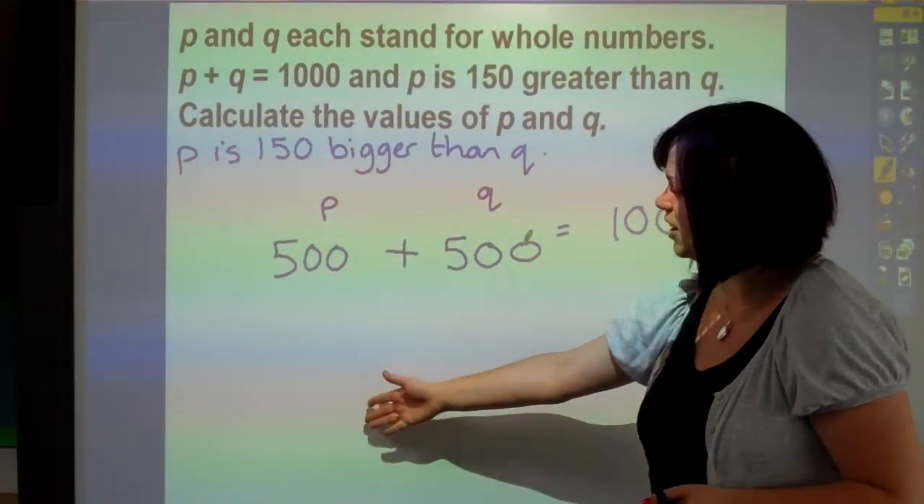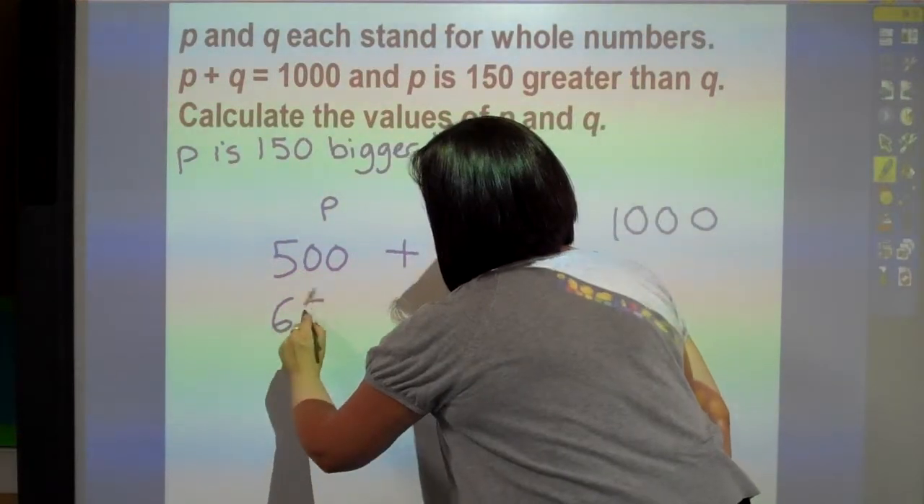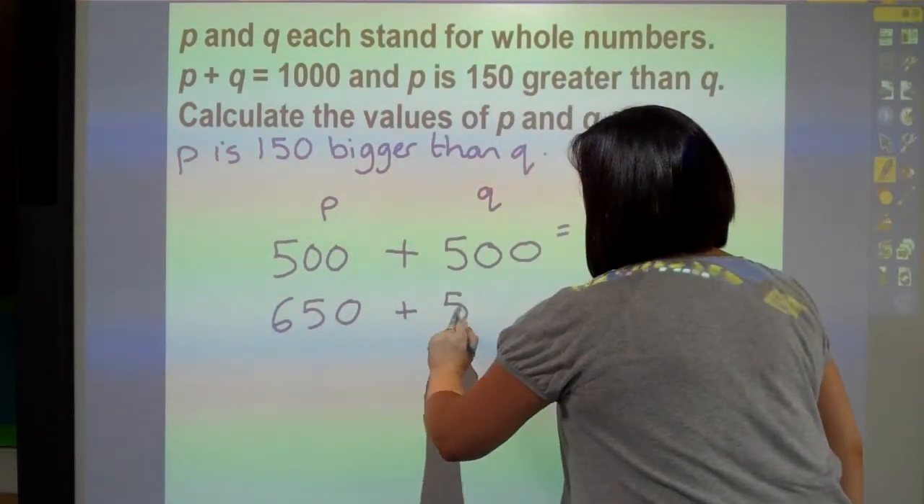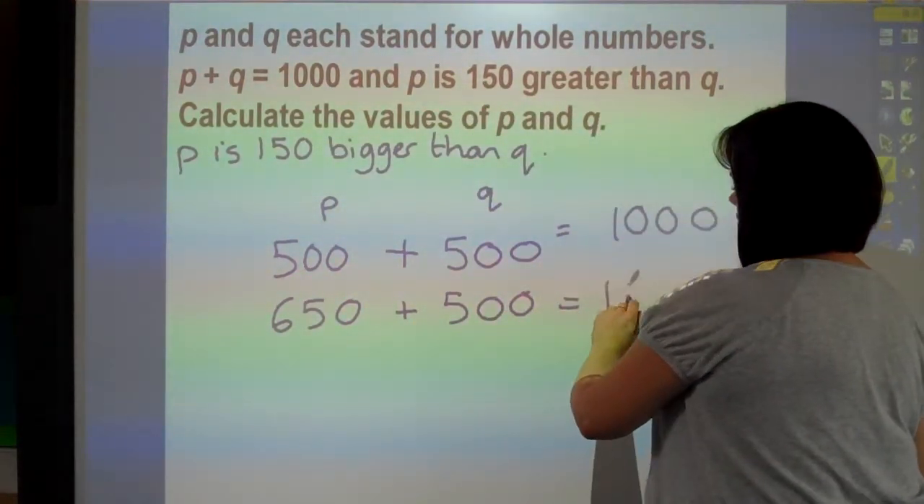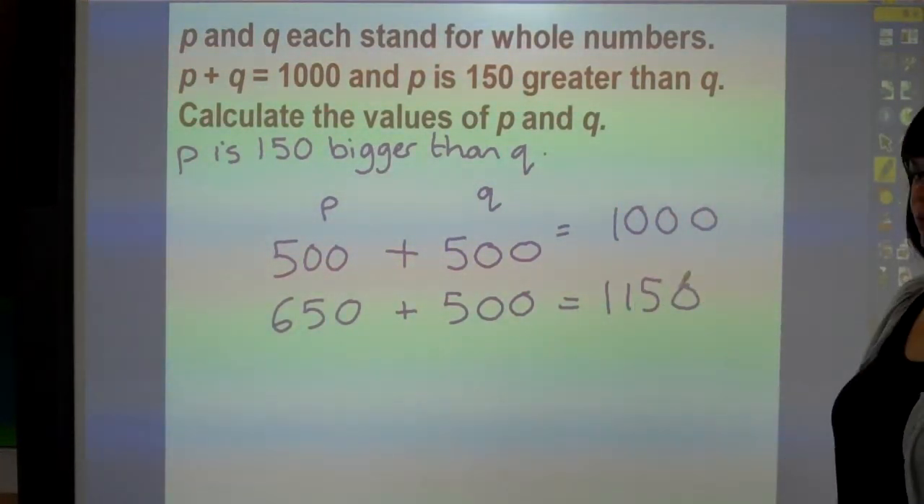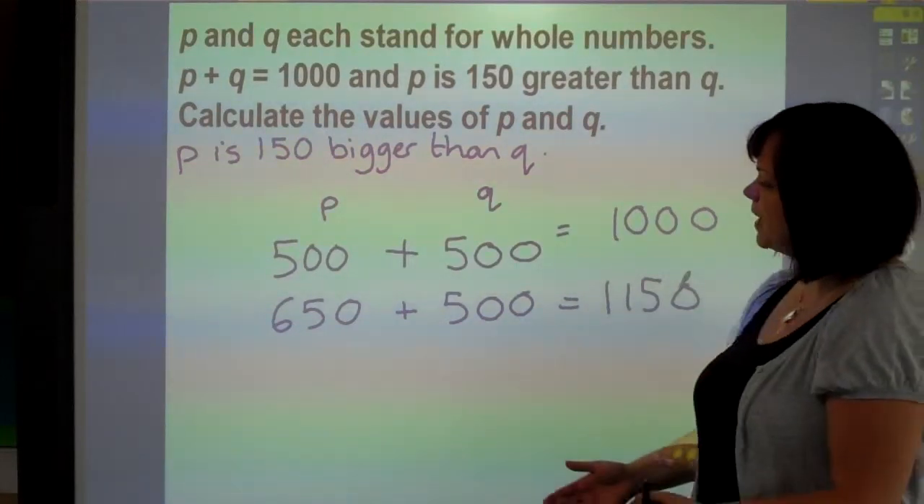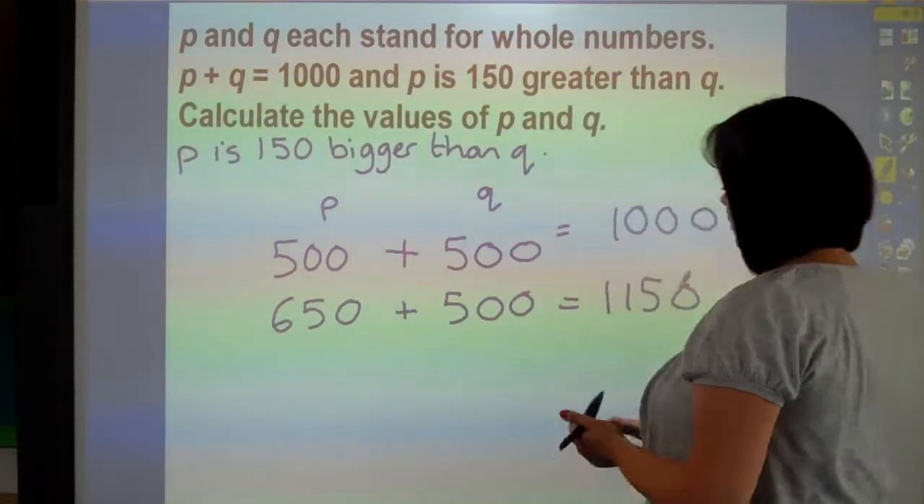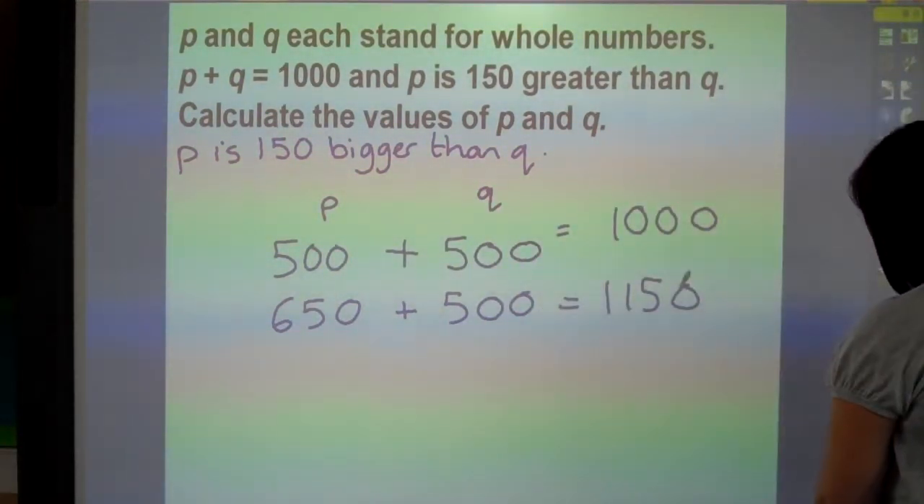If I just added 150 to it though, we'd be in trouble because the answer would change to this. So it can't be as easy as just adding 150 on. So if we're making this number bigger, we've got to think about Q as well.